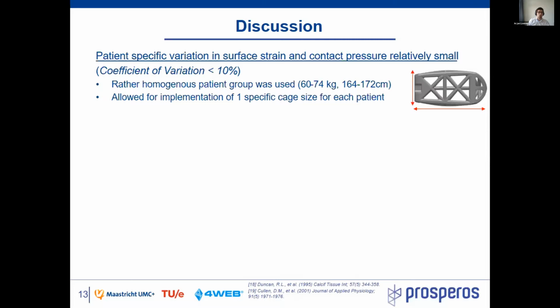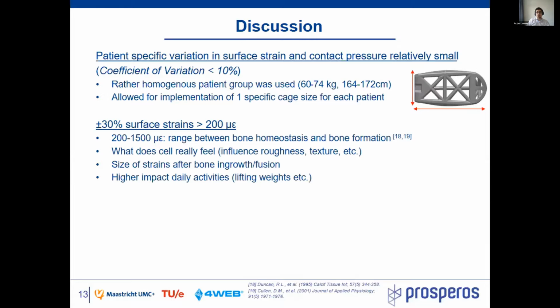But we also should mention that we had a rather homogeneous patient group, but we had chosen this on purpose because this allowed us to instrument all patients with the same cage size so that we didn't have to implement different heights or lengths of the cages. And 30% of the surface strains exceeded the value of 200 microstrain. This value was chosen as it is a relevant value for preserving bone homeostasis. But it is worthwhile to mention that this value originates from bone remodeling research and not really about new bone growth in, let's say, a former intervertebral disc space.